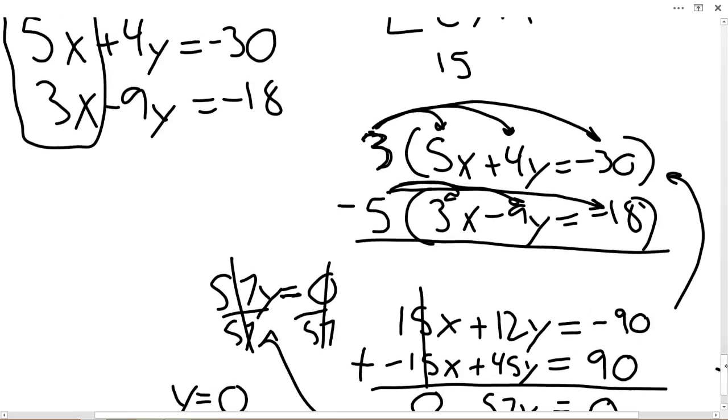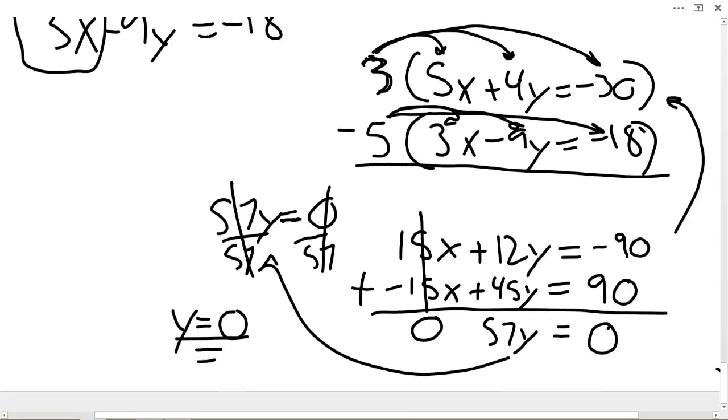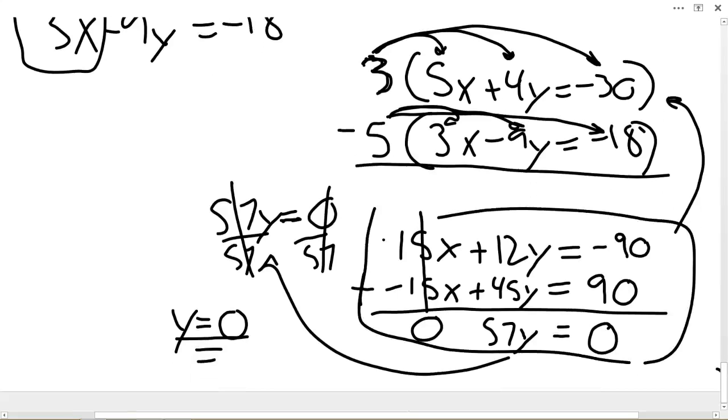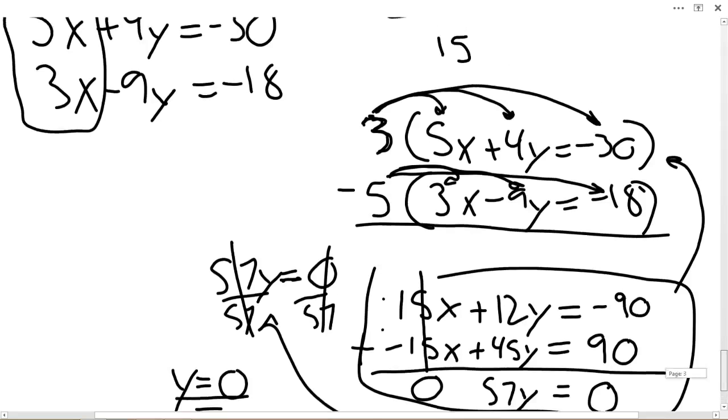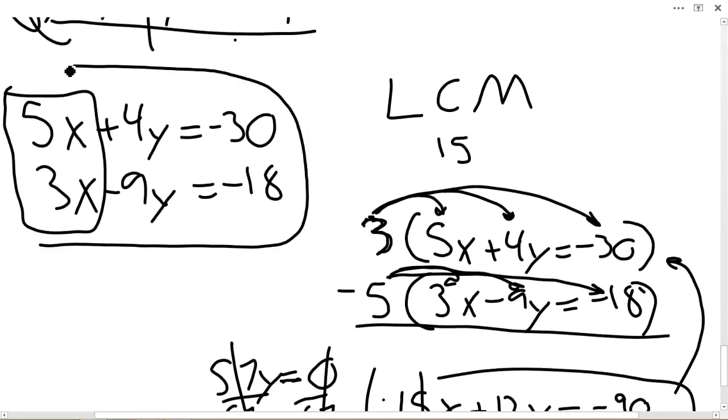You could plug in this y equals 0 into any of these equations right here, into these two equations right here. That's fine, but I always like to plug them into the original. So let's plug them into the original equations in here, and then let's get our x.